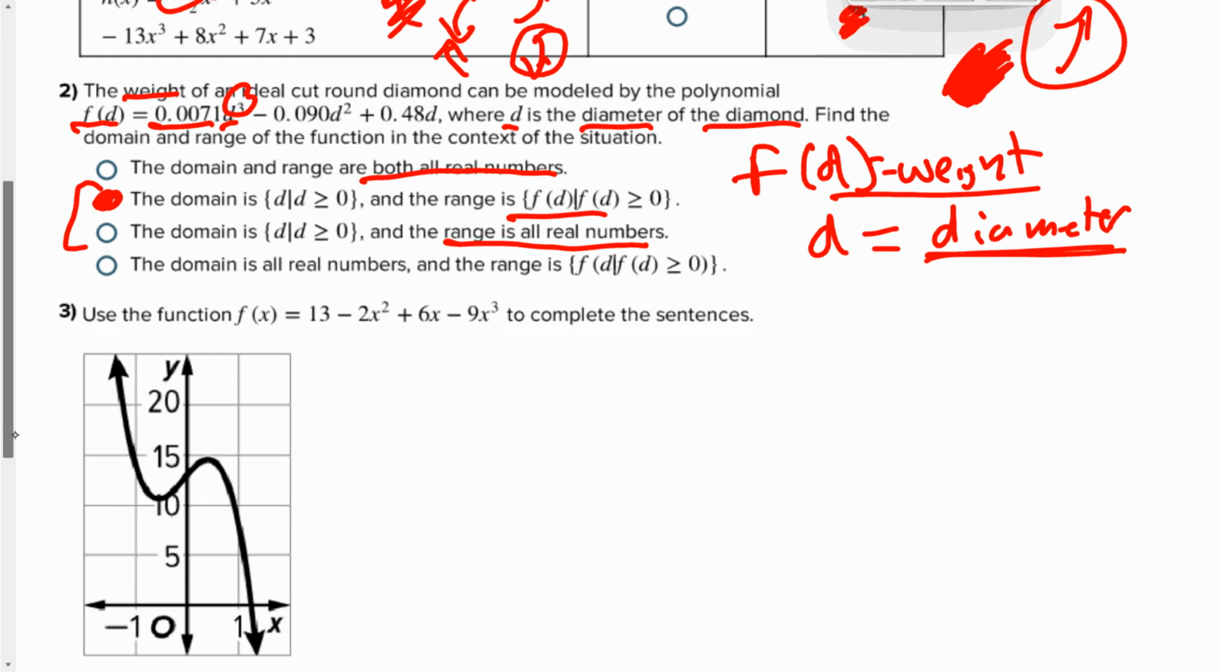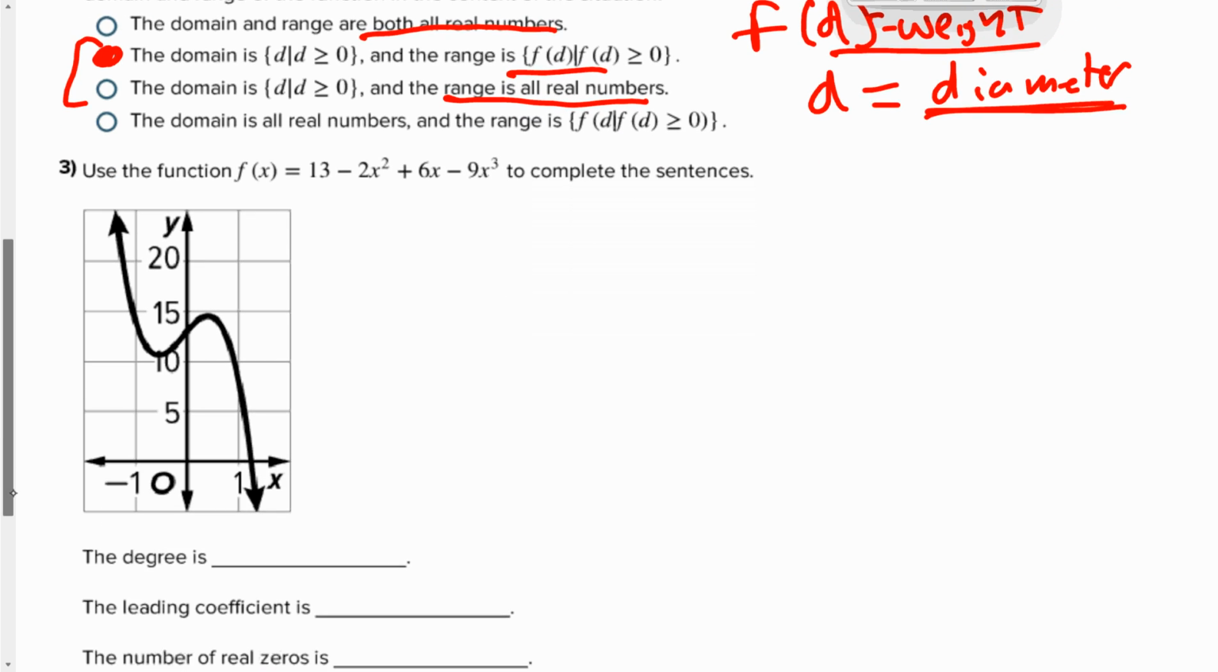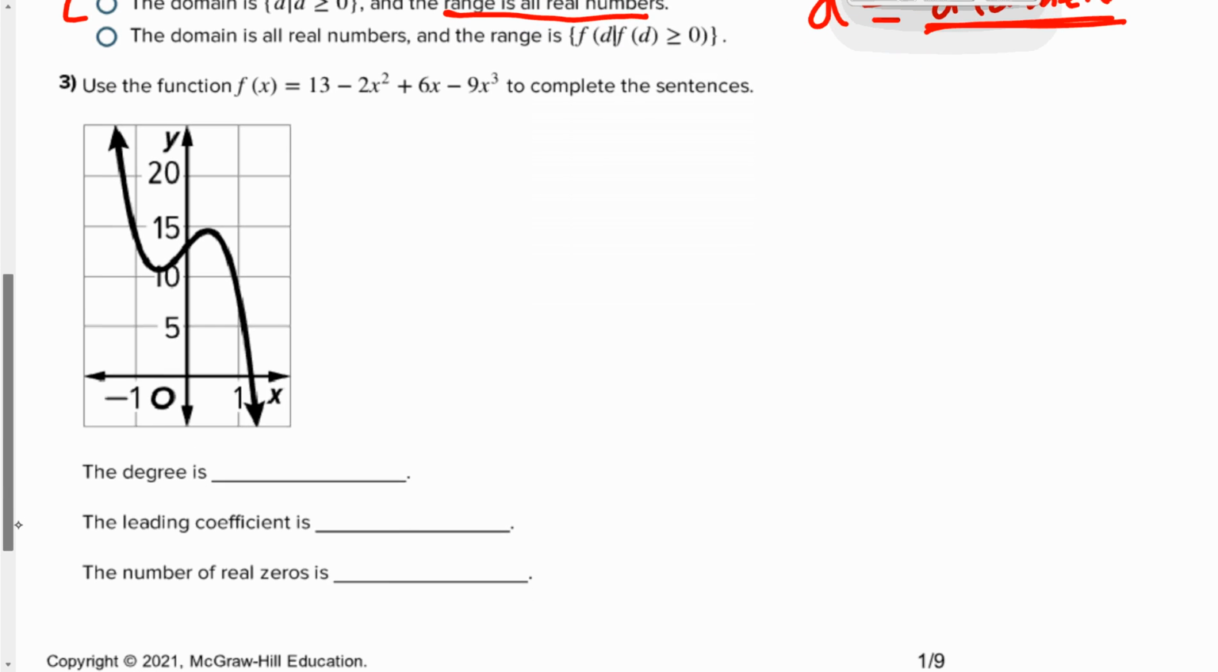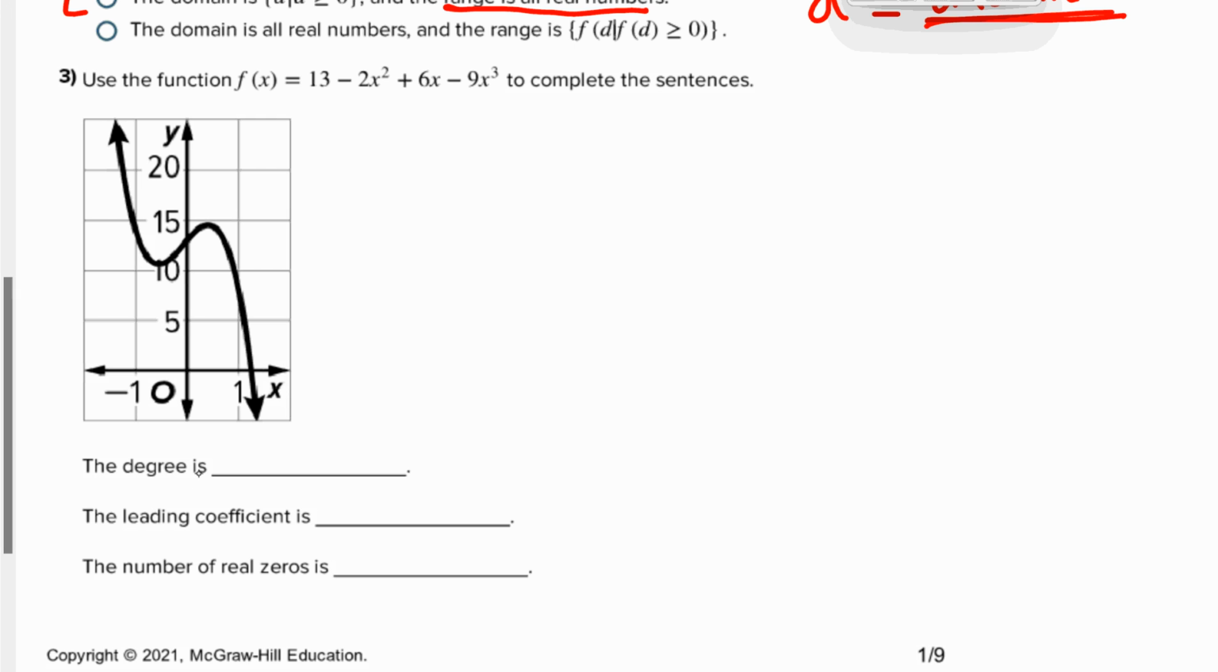Let's look at number 3. We want to name the degree. Because we have a single variable, we want to look at just the largest exponent, and that is 3, so degree 3. And then the lead coefficient: what's the number in front of that variable with degree 3? That would be negative 9. And then how many real zeros? How many times does this cross the x-axis? It only crosses it once, so there's only one real zero.